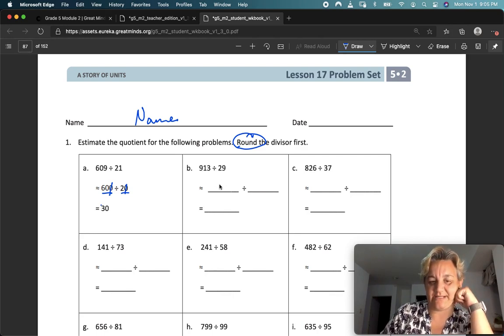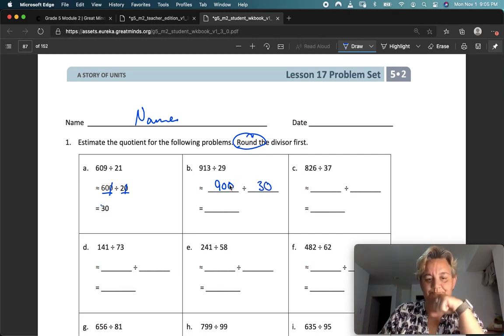913, I'm going to round down to 900. And 29, I'm going to round up to 30. Then this 0 cancels this 0. And 90 divided by 3 equals 30, right?